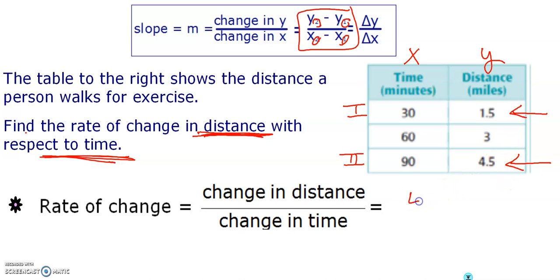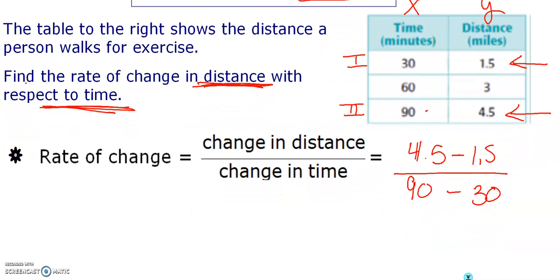So that would be 4.5 minus 1.5 over 90 minus 30. 4.5 minus 1.5 is 3, and 90 minus 30 is 60. I can simplify it even further. 3 goes into 3 one time. 3 goes into 60 20 times. So what is it that this fraction represents?